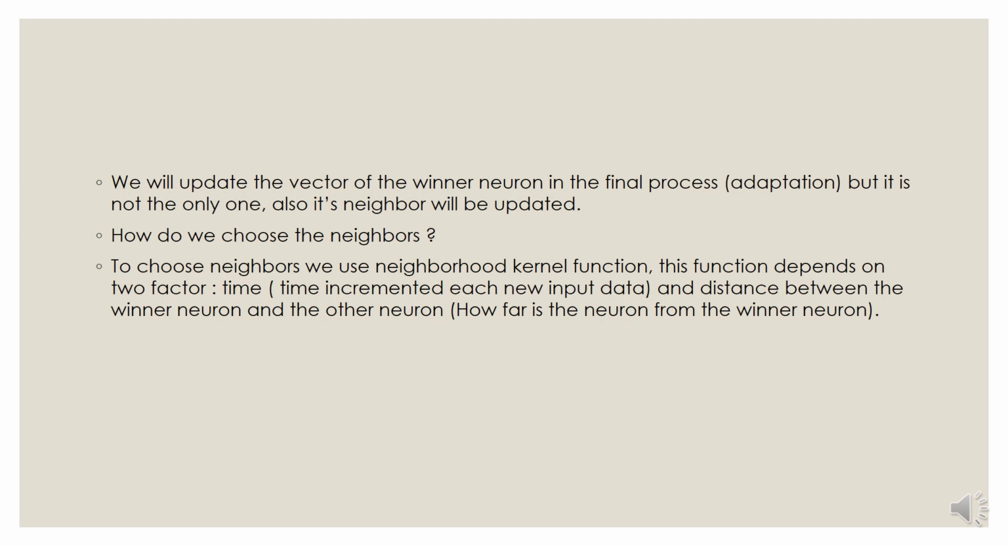So how do we choose the neighbors? To choose the neighbors, we use the neighborhood kernel function, and this function depends on two factors: time, incremented with each new input data, and the distance between the winner neuron and the other neuron. That is, how far a neuron is from the winner neuron.